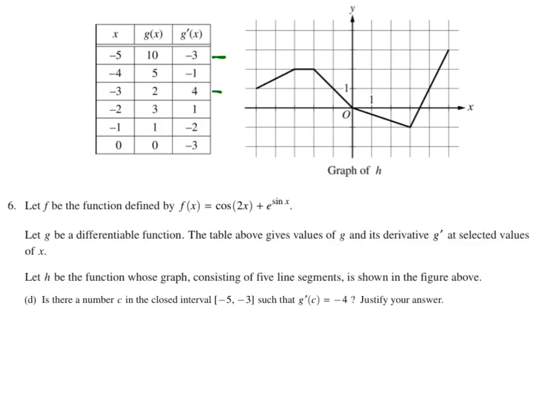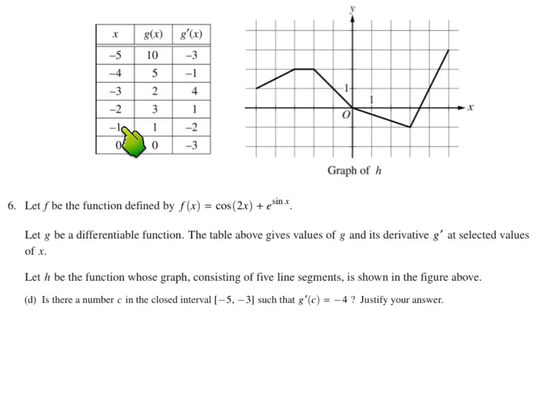Well, in our problem, it's asking whether we have g prime of c equaling negative 4. Well, negative 4 is not in the range of negative 3 to 4. So we can't use the intermediate value theorem here to justify why. So if we look at our g function and we are trying to show something about g prime, then that's going to be the mean value theorem.